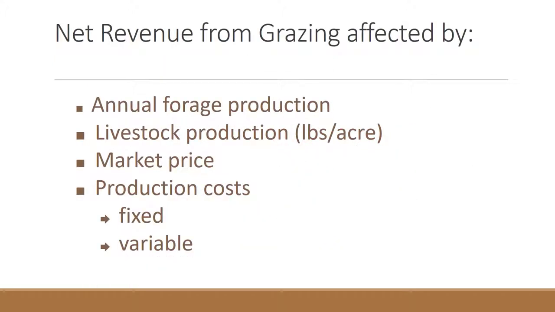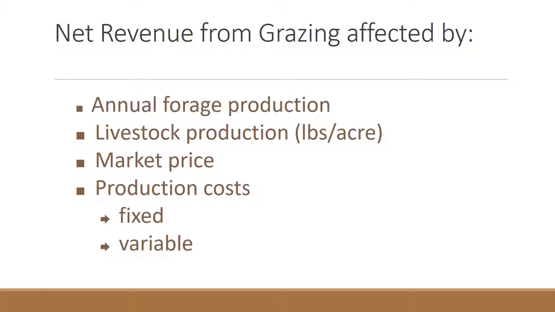So net revenue, again, though, remember, is defined by a lot of things, not just that cost of production. But there's a lot of variation there. There's a huge annual forage production change from year to year, depending on how much moisture there is or the weather. The production per animal, the pounds per acre determines the production per animal, and other factors. We don't always have much control over those two.